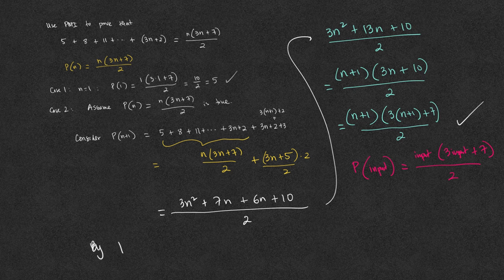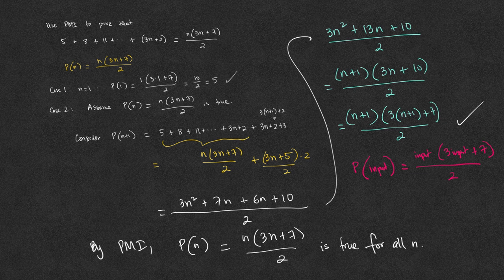By the principle of mathematical induction, we conclude that the statement P_n equals n(3n + 7)/2 is true. The sum of the terms is n(3n + 7)/2. But not only for n. This is true for all n.